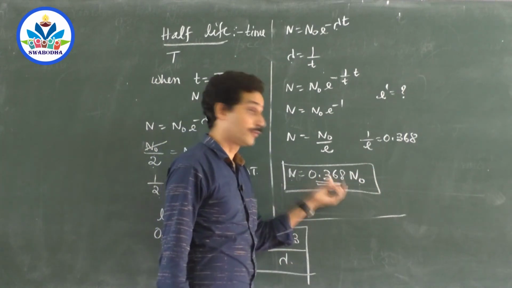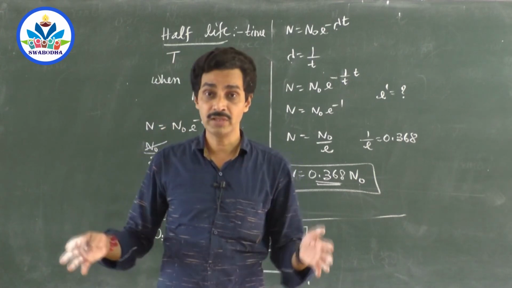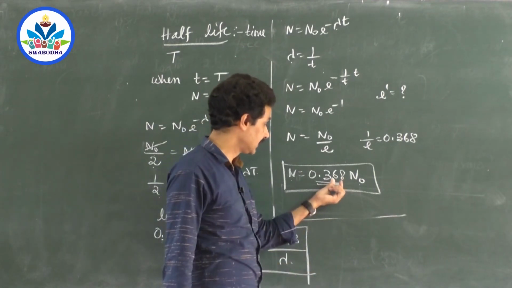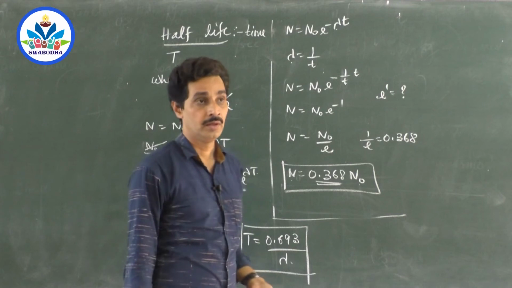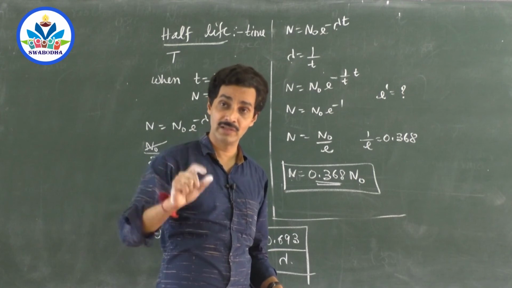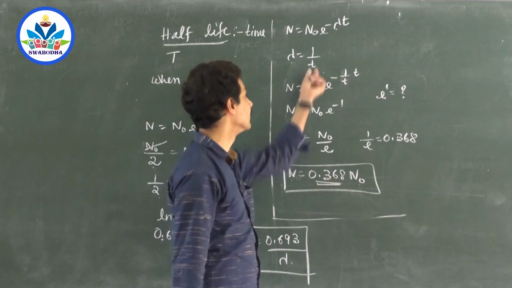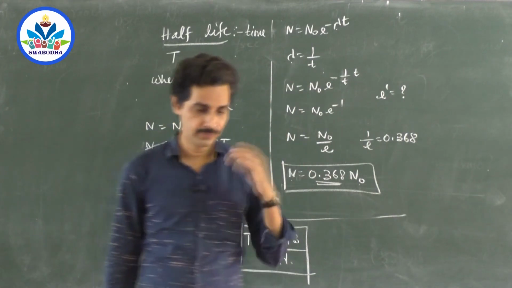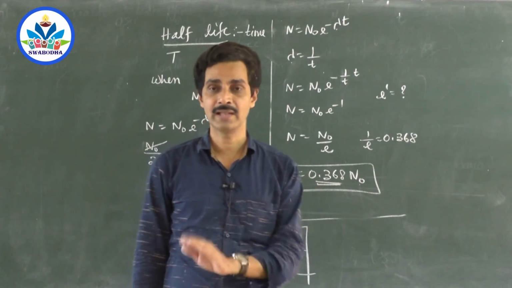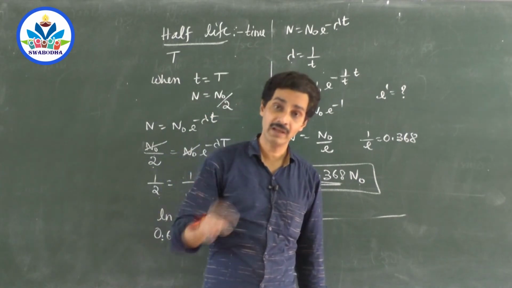So from 1000 original atoms to 368 atoms, that means 632 atoms have decayed. How much time has that sample taken to reduce from 1000 to 368? The reciprocal of that time is the decay constant. So you must be very clear about this. When you define the decay constant as the reciprocal of the time, you have to explain what that time is.